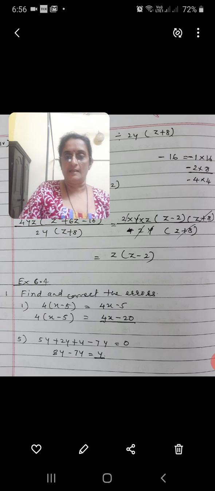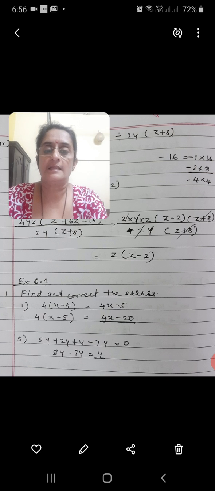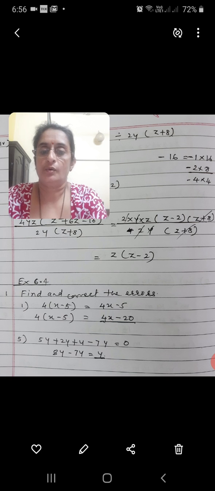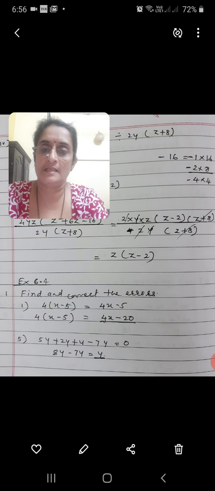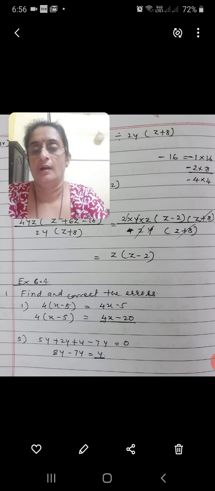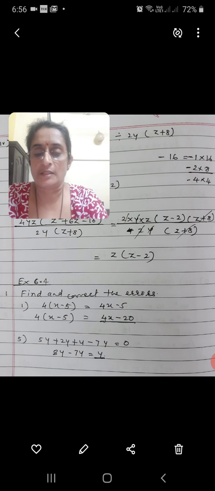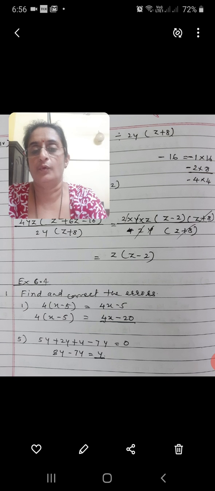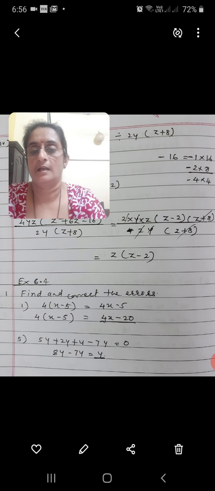The question given is 4(x minus 5), and the answer given is 4x minus 5. So the question is given, the answer is also given. We have to check whether the given answer is correct. The answer given is 4x minus 5. We'll solve the first part: 4 into x is 4x, and 4 into minus 5 is minus 20. So the answer should be 4x minus 20, but the answer they have given is 4x minus 5. So that is a wrong answer. We got the correct answer, 4x minus 20. Fine.